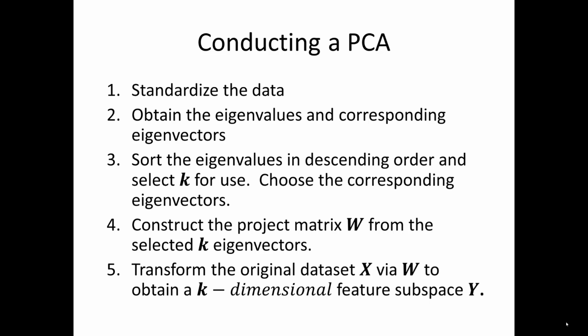Summarizing the whole process, the first step is to standardize the data. The second step is to obtain the eigenvalues and corresponding eigenvectors. The third step is to sort the eigenvalues in descending order and select k, the number that you're going to use for your analysis. The fourth step, you're going to construct the projection matrix W from the selected k eigenvectors. And then last, you're going to transform the original data set X via W to obtain a k-dimensional feature subspace, Y. And that all seems pretty straightforward.